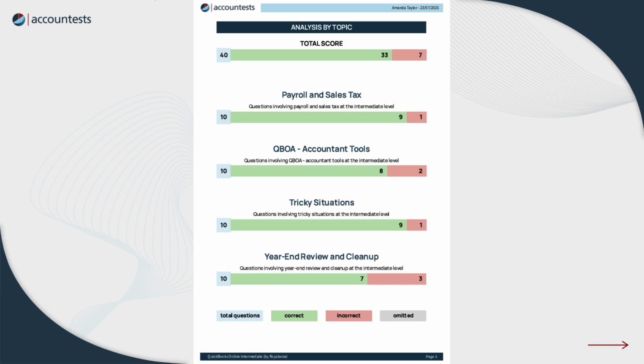And then you can see further down that page the analysis of the questions into the different categories, and again these are the categories that RoyalWise uses.